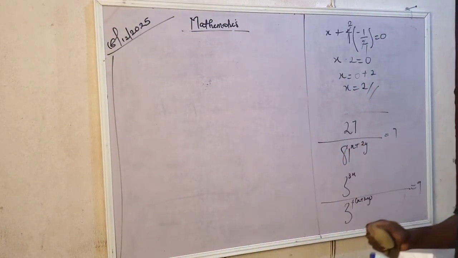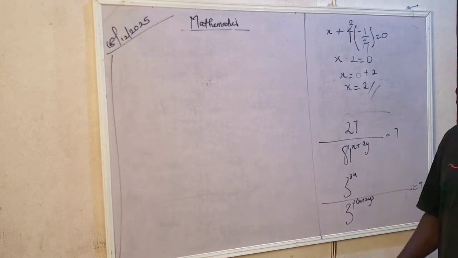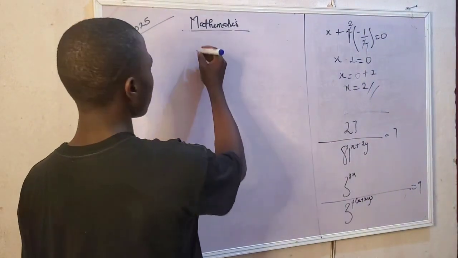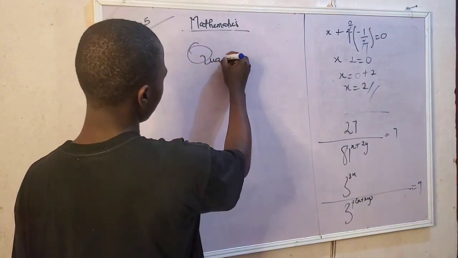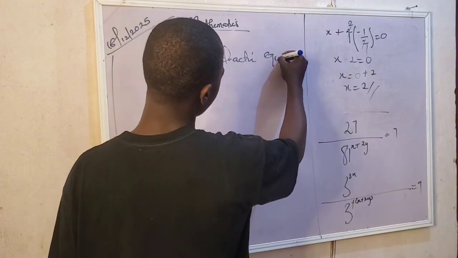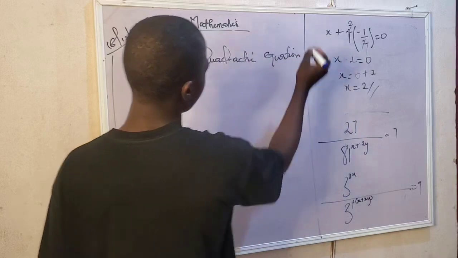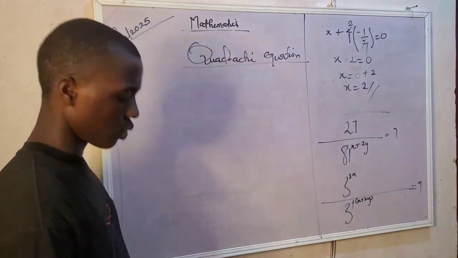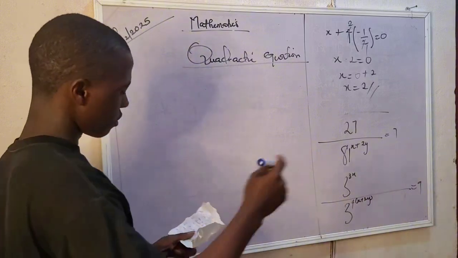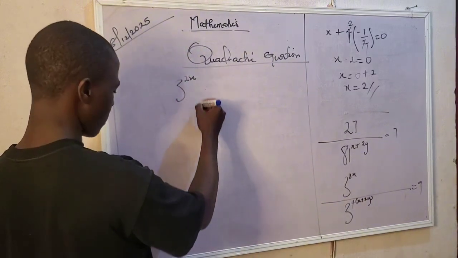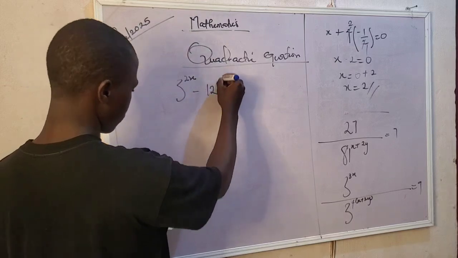So now the one we are going to be handling is the one leading to quadratic equation. It's going to be indices leading towards quadratic equation. Our first question there is 3 raised to the power of 2x minus 12.